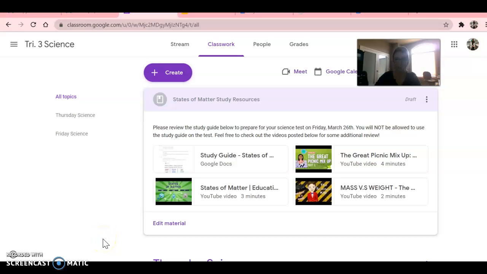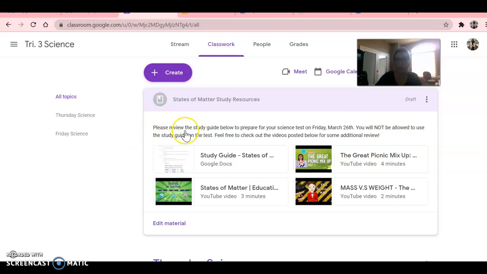Hi, fifth graders. Can you believe that we have officially reached the end of our unit on the states of matter and the properties of matter? As you know, we will be having a test tomorrow on this unit. And before we get to that test, I'd like to get to a little bit of review.